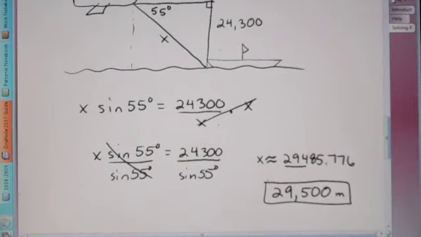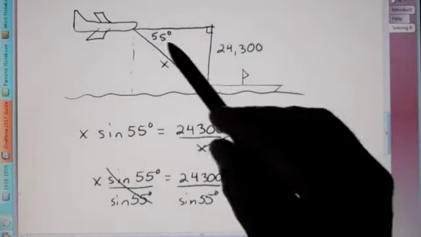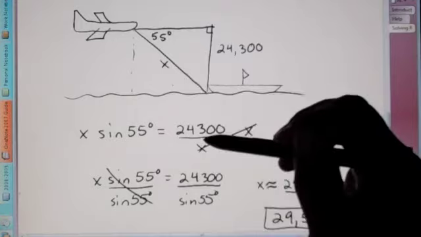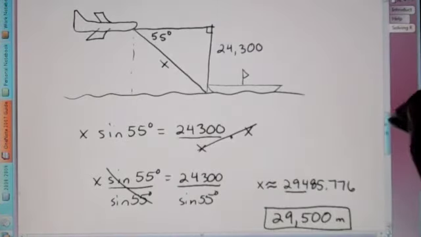Okay? 29,500. That's how we do it. Again, you have to set up an equation, figure out from your angle what information you know and what information you are looking for. Opposite we know, over hypotenuse, so we know we're going to be dealing with sine.